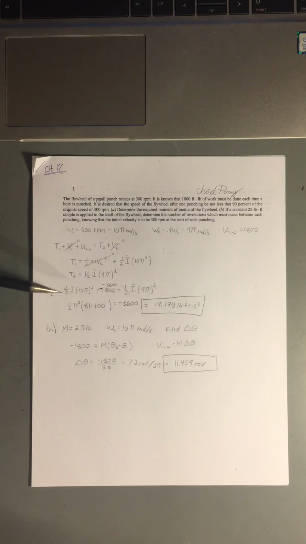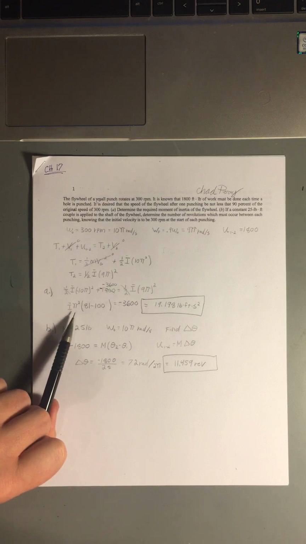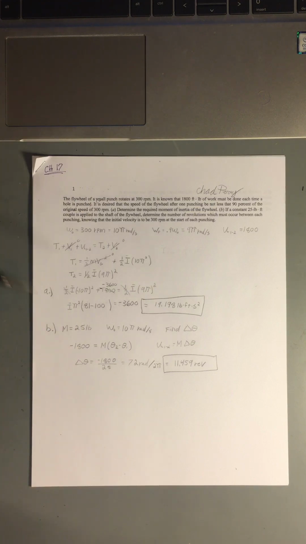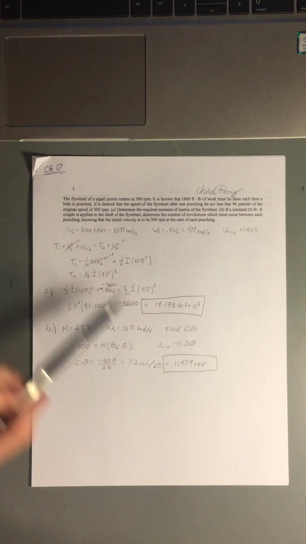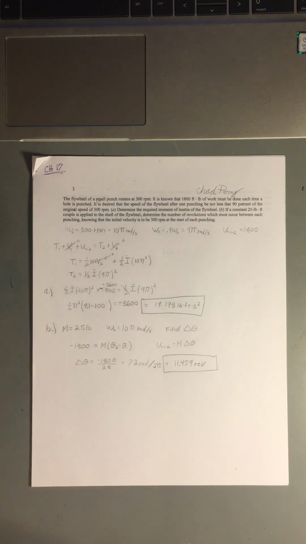And so I cleared the fraction by multiplying through by 2, and then pulled the I terms to the same side, factored out the I pi squared, and then solved for I to get a final answer of 19.198 pound-feet per second squared. So that's the answer for part A.